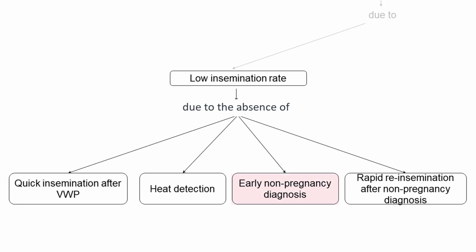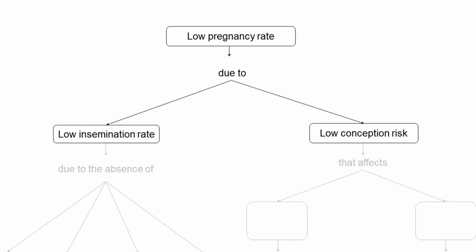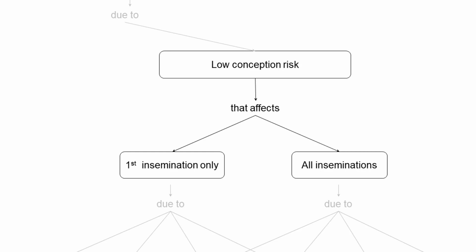In this course, we will present how to use the Doppler ultrasound to diagnose non-pregnant cows earlier than with other methods. If the pregnancy rate is low and the insemination rate is adequate, the conception risk is likely the problem. You then have to find why cows are not becoming pregnant after they're inseminated. There are many causes that lead to a low conception risk.